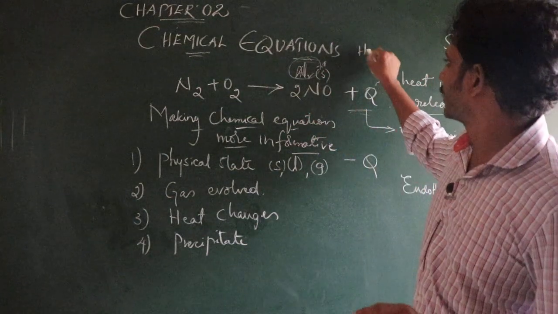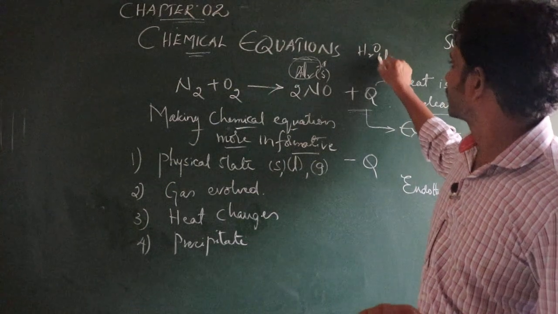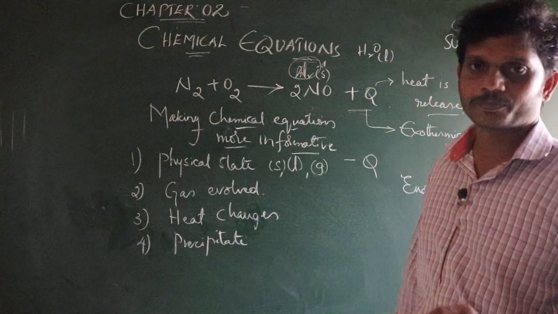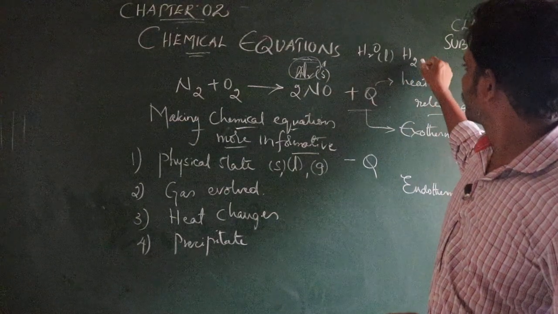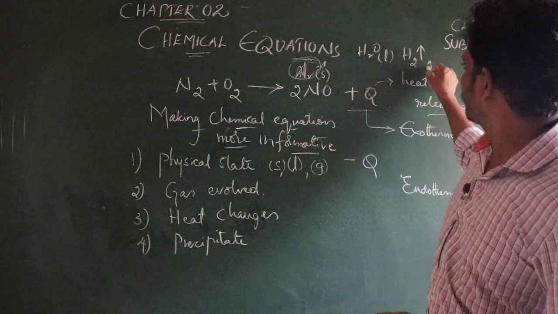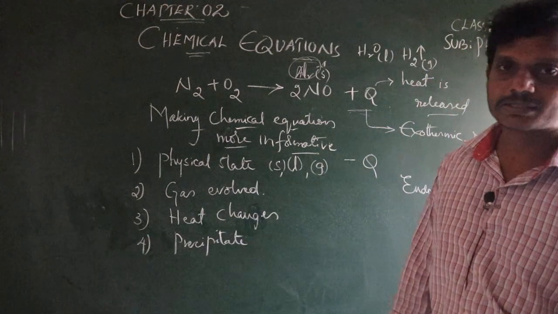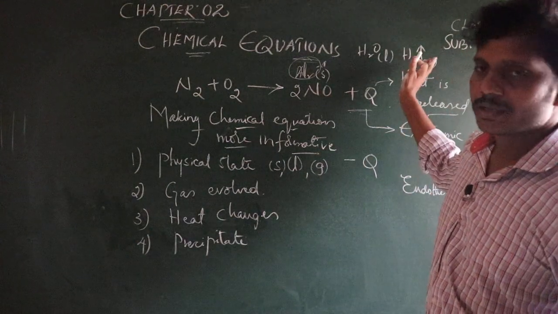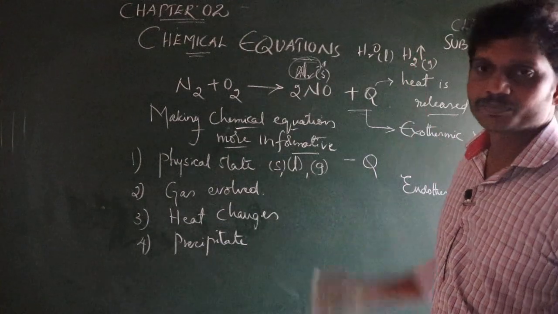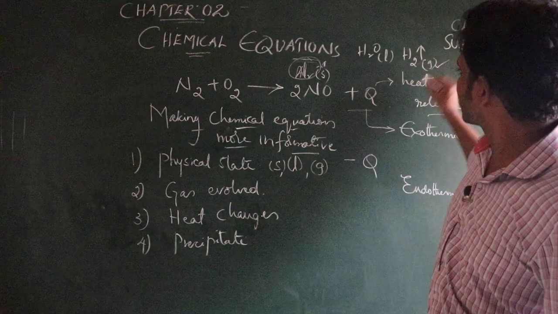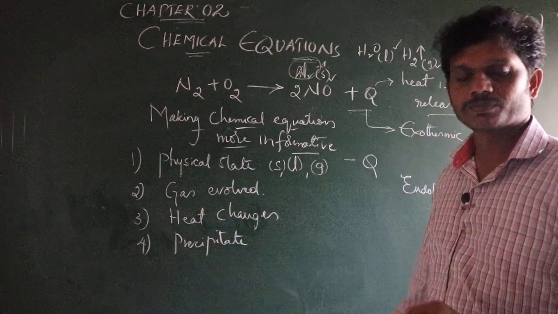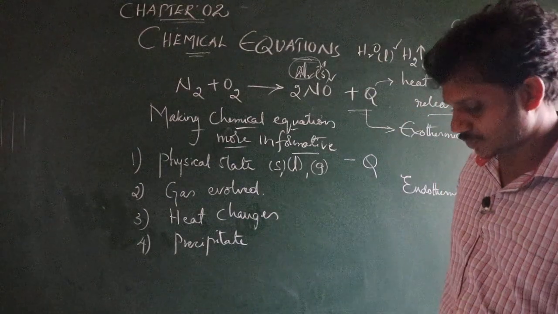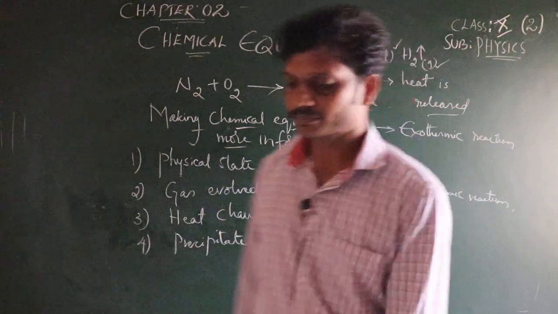If water is there, H2O, we write liquid in state, L. And hydrogen, H2 is there. For this we show G by the side in bracket like this. This G represents gas, this L represents liquid, and this S represents solid. It's physical state. Adi ఏ state లో ఉంది అని చెప్పి మనం ఎక్స్ప్లెయిన్ చేస్తూ ఉంటాం.